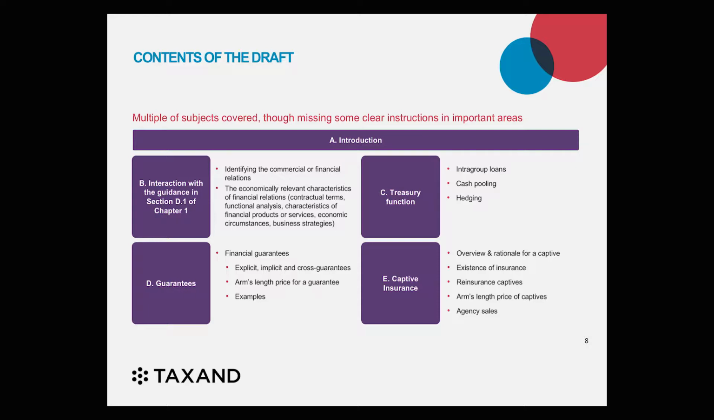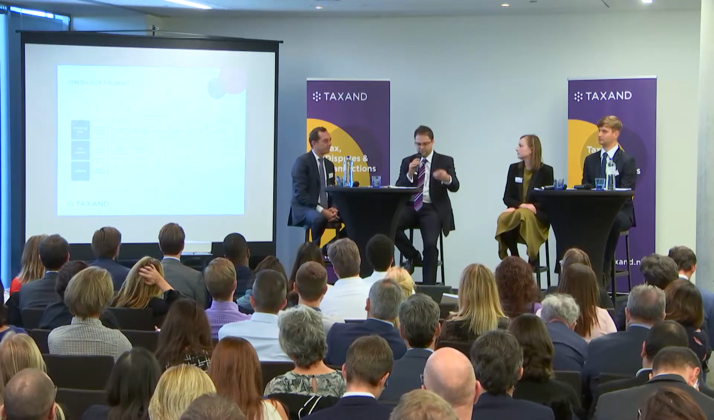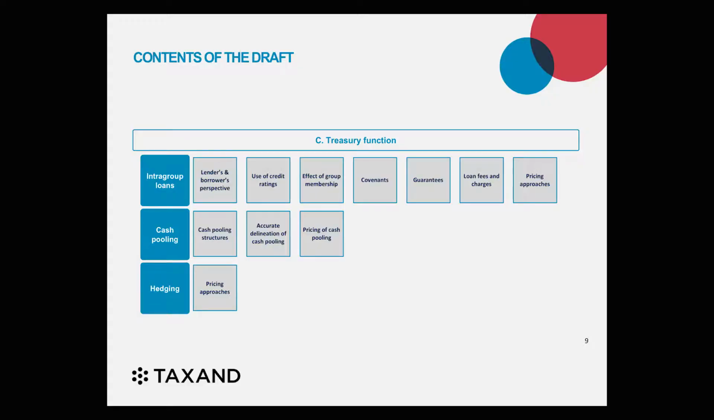So the treasury function chapter was dealing with these three main points: intragroup loans, cash pooling, and hedging. And we're going to talk today about everything that has to do with intragroup loans. So these are the main areas. There are basically these 7 sections. So how would you normally go about an intergroup loan analysis?